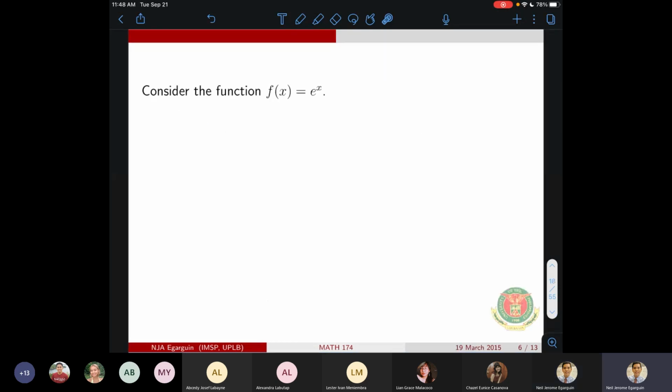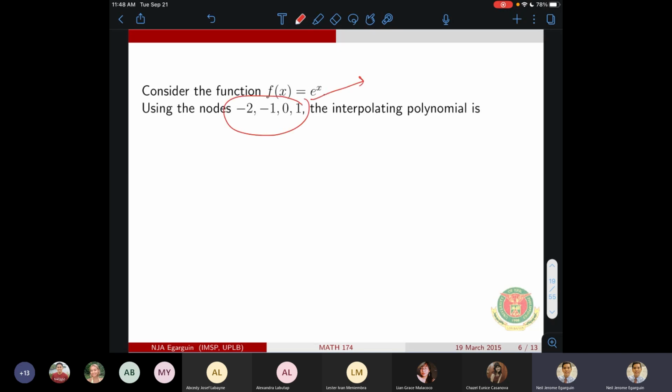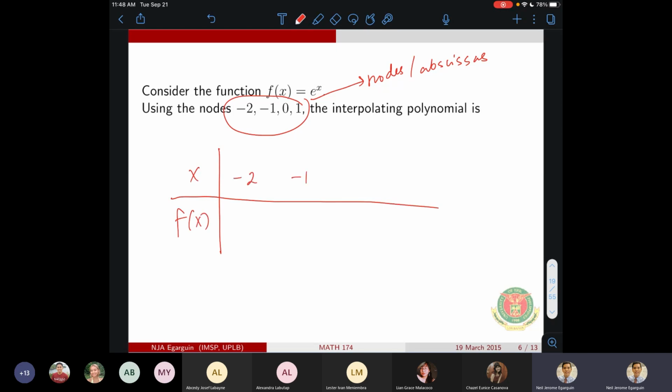Okay? All right. So let's consider the exponential function e raised to x. So if you have an interpolating polynomial, kunwari, ang alam ko lang na data ay yung x and y values for x equals -2, -1, 0, and 1. So ito yung, pwede nyo sabihin, ito yung nodes or abscissas. So of course, you can get a table. So pwede kang gumawa ng table. Ito yung x, ito yung f of x. So -2, -1, 0, and 1. So you have e to the -2, e to the -1, 1, and e.